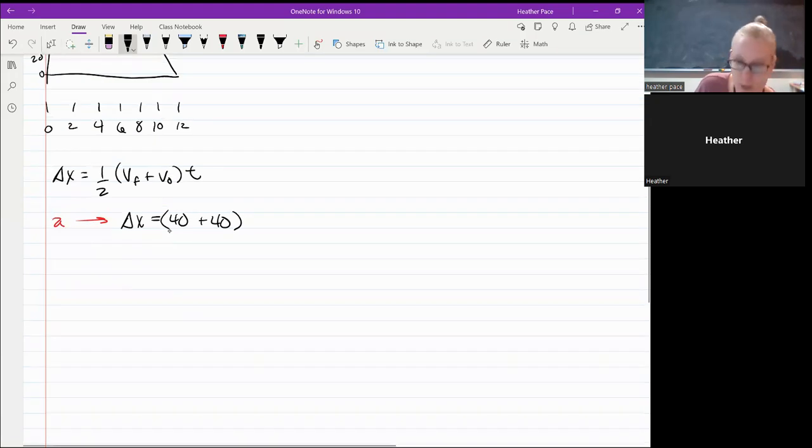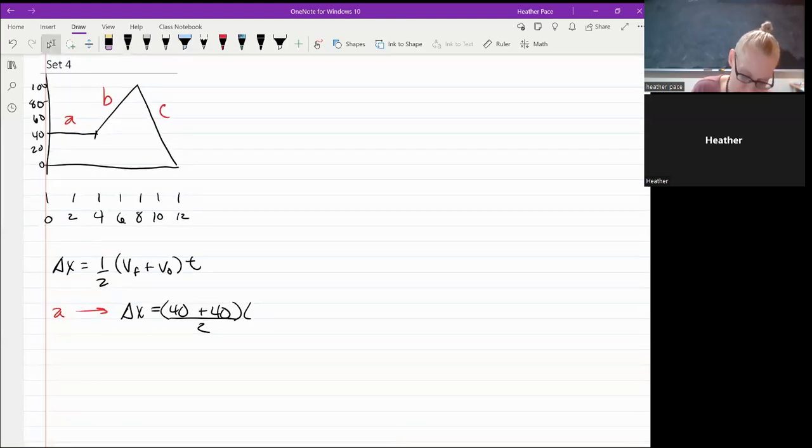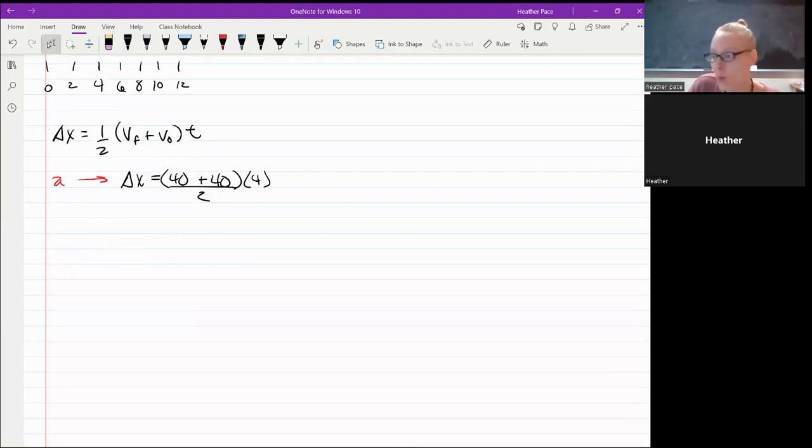Okay, so we've got VF plus V naught divided by 2 because we're trying to find the average. And then we're going to multiply that by our time. And if we look at A, our time is 0 to 4. So it's 4 seconds. So doing some quick math here, we get 160 meters. So from 0 to 4 seconds, our particle has moved 160 meters.